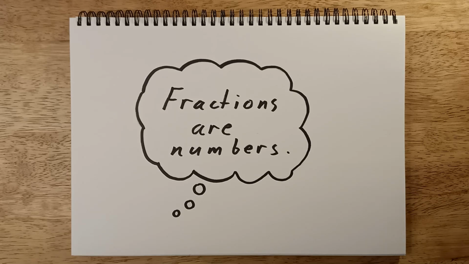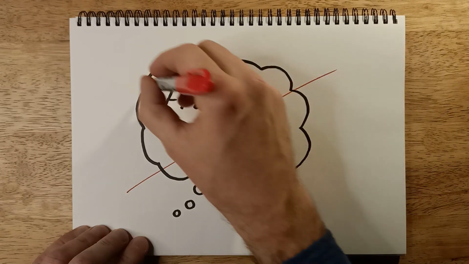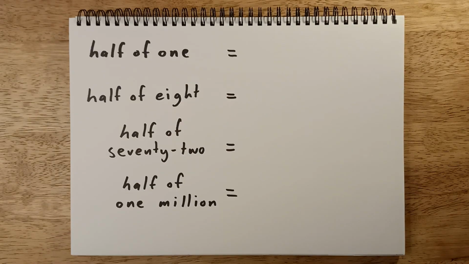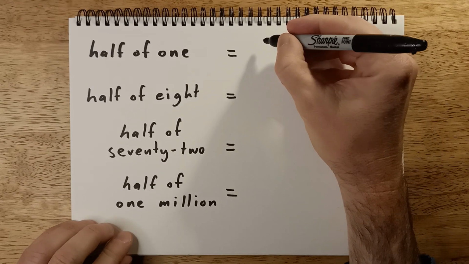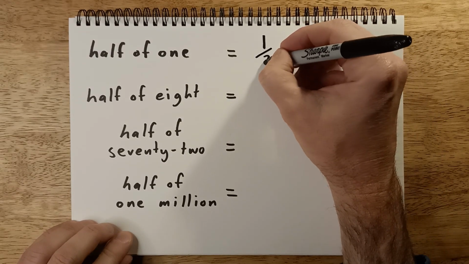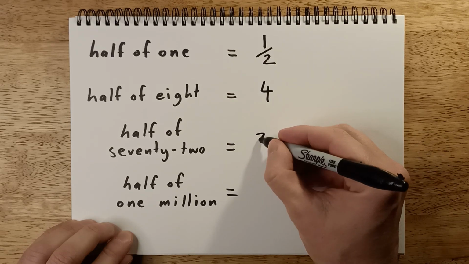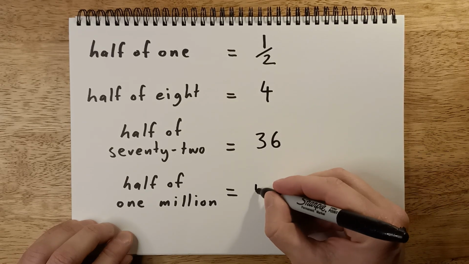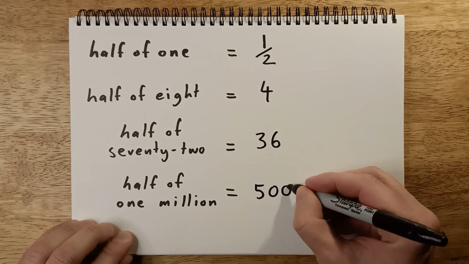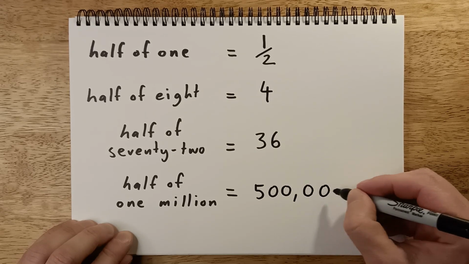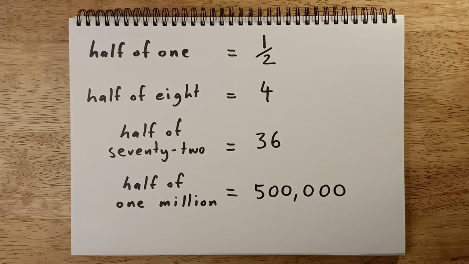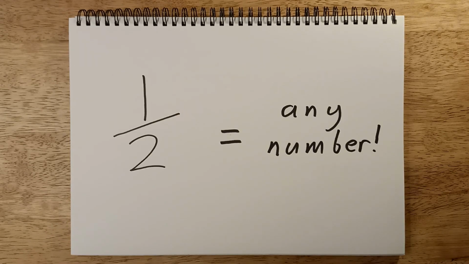People think that fractions are numbers. This is a mistake. Fractions are not numbers. Here's why. If we're talking about the idea of a half, you can have half of 1, half of 8, half of 72, half of a million. Actually, any number at all can be equal to a half of another number. So if a half can be equal to any number, then a half can't be a specific number.